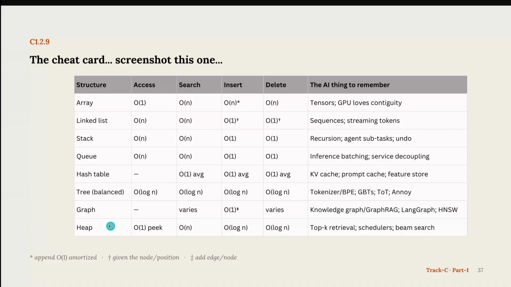Heap, we looked at how priority queues are built. It's of the order of 1 for accessing an element because it's faster, but when you want to search, it's order of n because you have to go through all the elements. Then it's order of log n for insert and delete, because it's almost like a tree, so you'll have to go through those elements to put it in the right place. And top-k retrieval, schedulers, and beam search all use this data structure, which is heap.